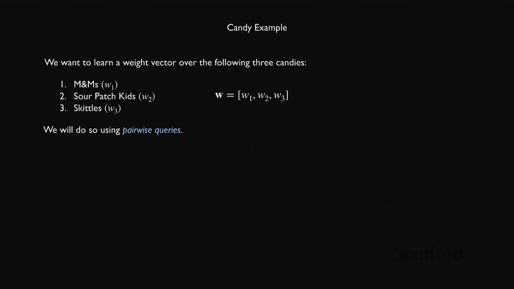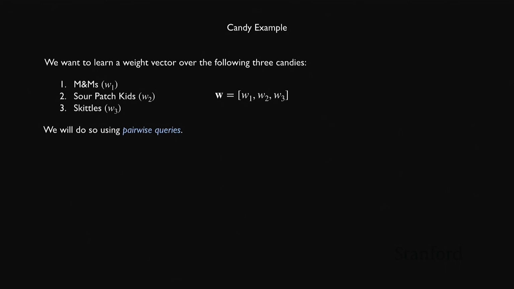So we're going to do an example here. I brought the candy back. And we're going to try to learn a weight vector over some candy preferences. It'd be weird if I came up to you and said, hey, I have these M&Ms, Sour Patch Kids, and Skittles. Please specify a weight vector for me that adds up to 1 and tell me the weight of how much you care about each of these.